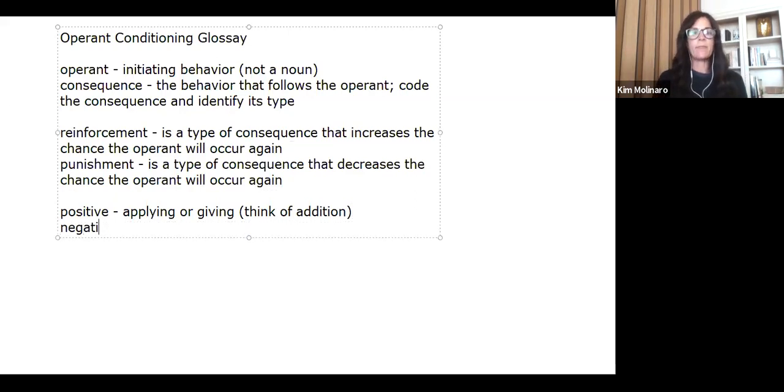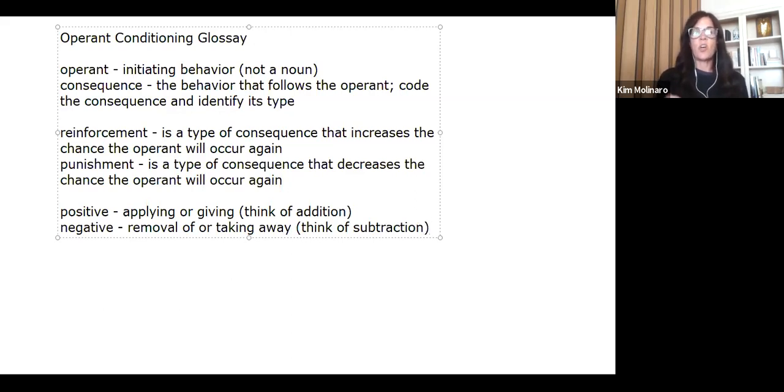And negative doesn't mean bad. It means removal of or taking away. So think of subtraction problems. We don't worry that subtraction problems are bad problems. We just know that it means you're going to take something away from something else.